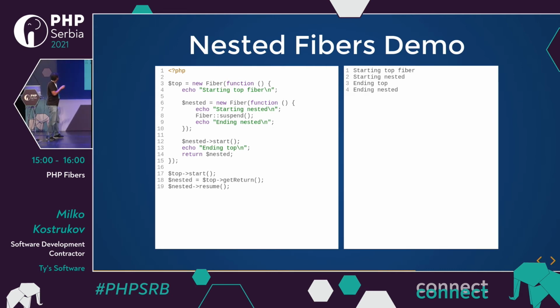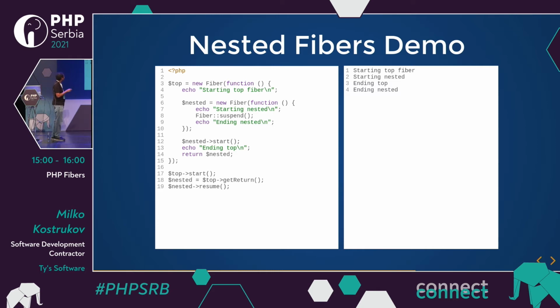So yeah, from within the top fiber, we're going to create a nested fiber. In the top fiber, we're going to start the nested fiber. Then we're going to echo that we're ending, and we're going to return the fiber. And in the main, we're going to start the top. We're going to get the nested fiber from the top one, and we're going to resume the nested.